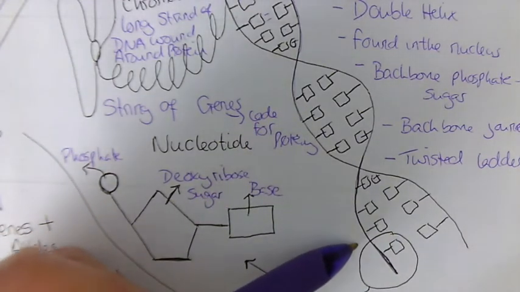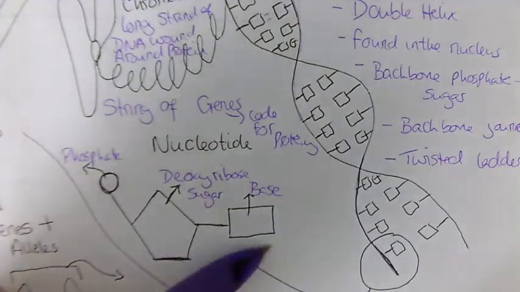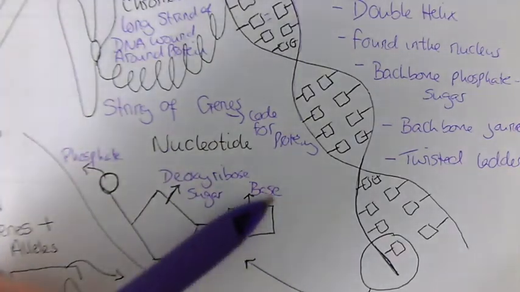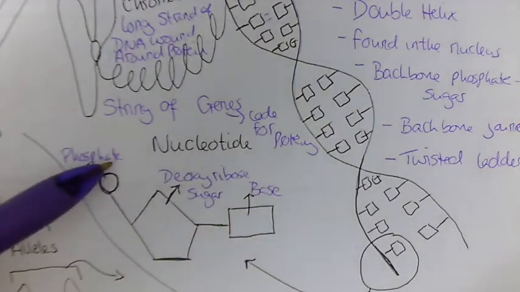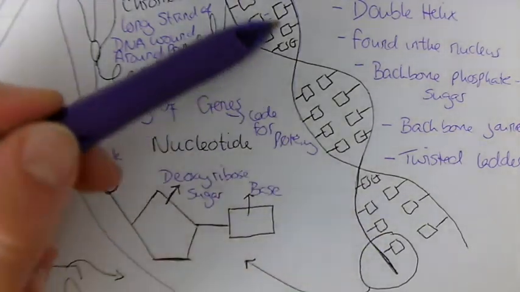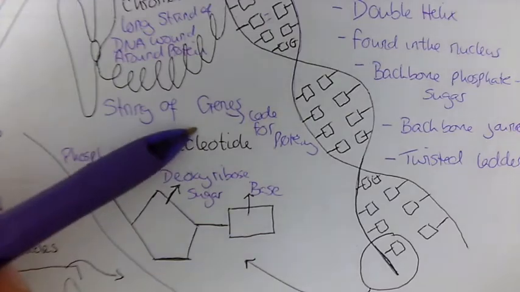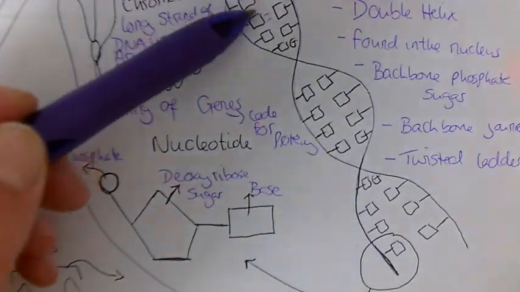DNA is known as a polymer because it's made up of many of these. This is a monomer, it's one. A polymer is many of these put together. So DNA is a polymer because there's lots of nucleotides held together.